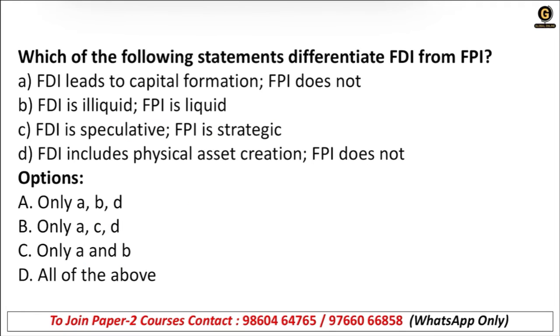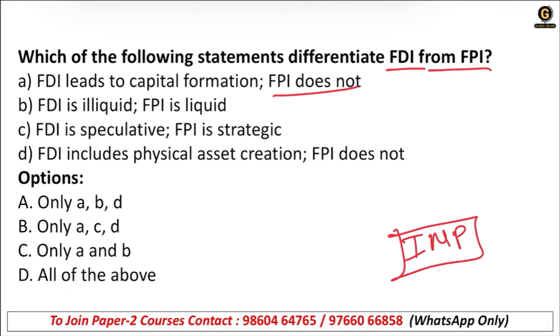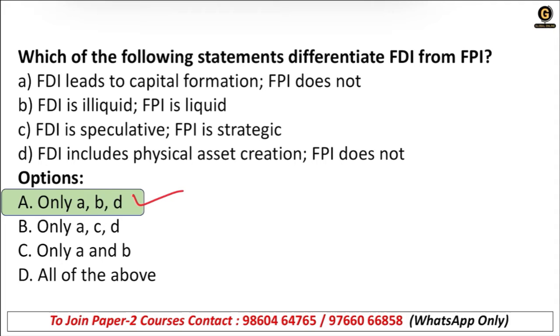Okay, next, which of the following statements differentiate FDI from FPI? This is very important, we should make this one important as well. FDI leads to capital formation, FPI does not. FDI is illiquid, FPI is liquid. FDI is speculative, FPI is strategic. FDI includes physical asset creation, FPI does not. So the right answer is option A, B, D.